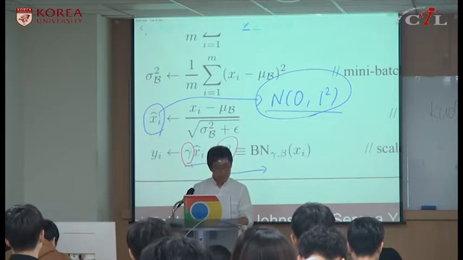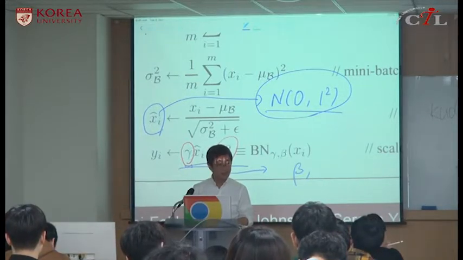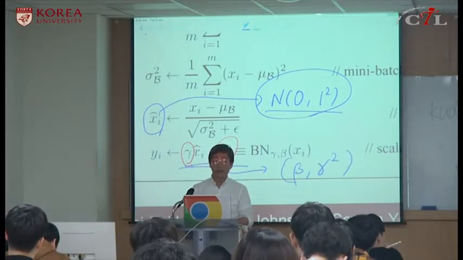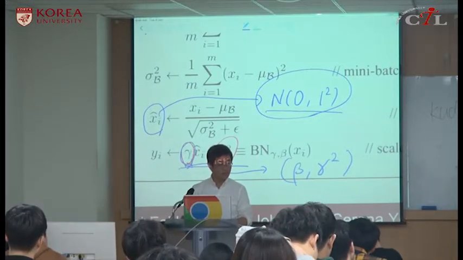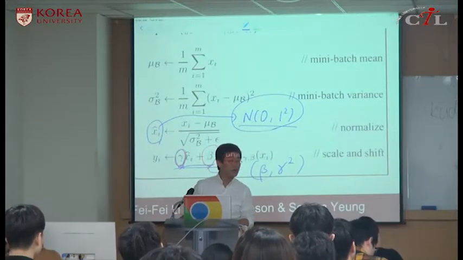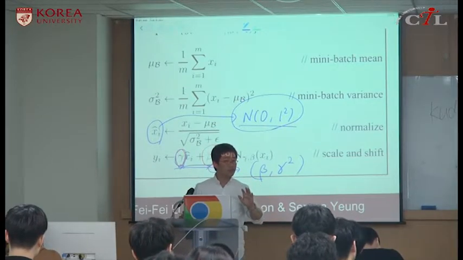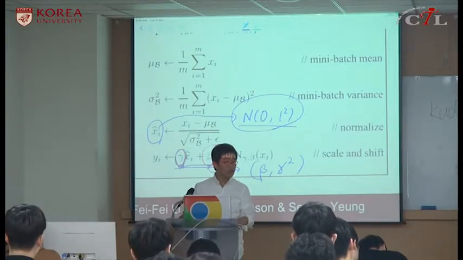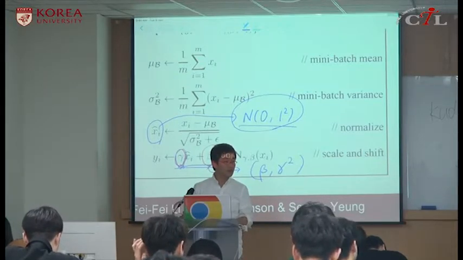So what will be the mean and the variance after doing this? The mean will be beta and the variance will be gamma squared, right? Because we scaled by gamma and then shifted by beta, right? So gamma and beta are our trainable parameters, okay? They will be updated based on gradient descent, so we will find those values as optimal values through our gradient descent.